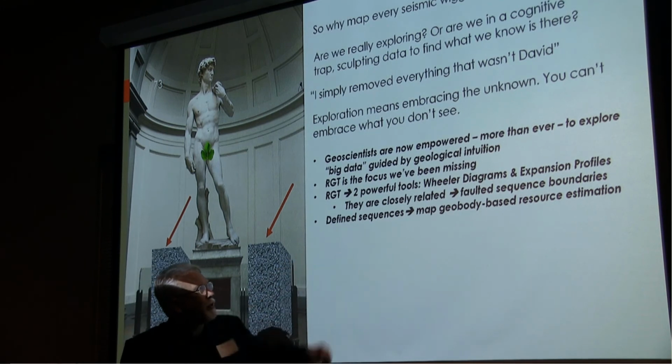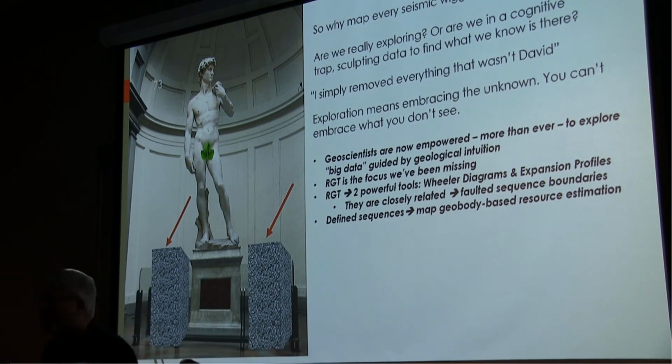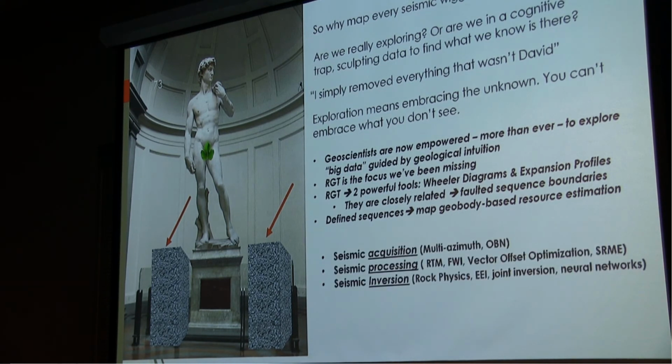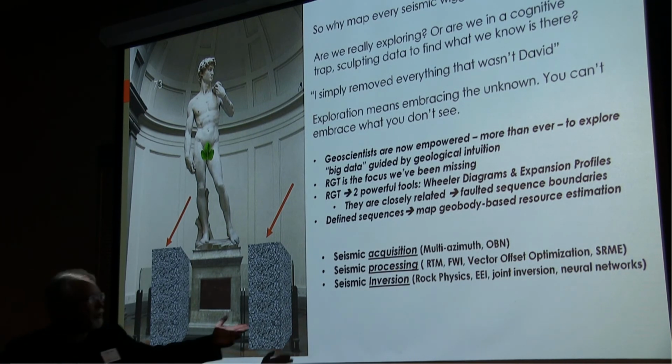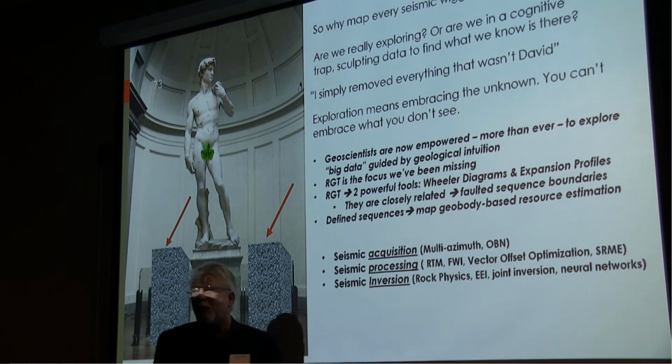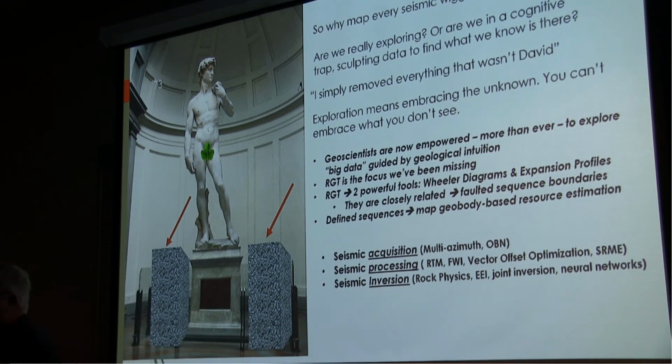Once you do that, you can have geobody-based resource estimates supported by rock physics, and I think that's a very powerful thing. And so, my final statement: in the last few decades, in some ways, geology and geologists have been eclipsed, unfairly. In seismic acquisition, multi-azimuth and ocean bottom seismic techniques and nodes have been very important in finding lots and lots of oil and gas.